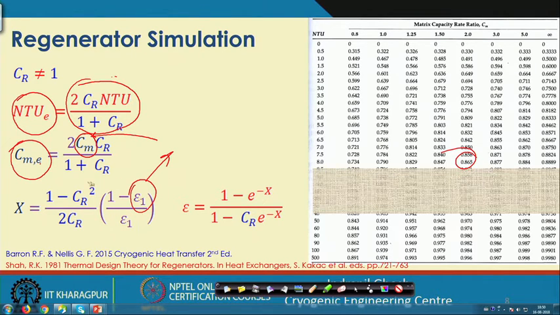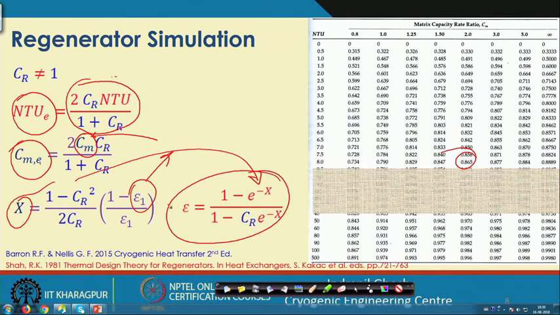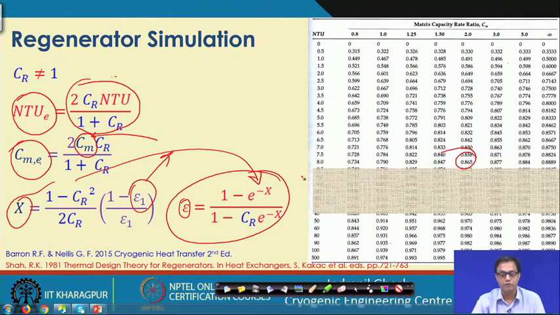Based on that epsilon 1 we need to find another parameter x, and when we put that x parameter in this equation we get the actual regenerator effectiveness. So, this is how we can make use of this chart suggested by Kays and London, and subsequently modified by Razani, to find the effectiveness of the regenerator when CR is not equal to 1.